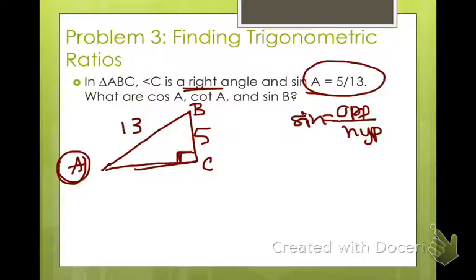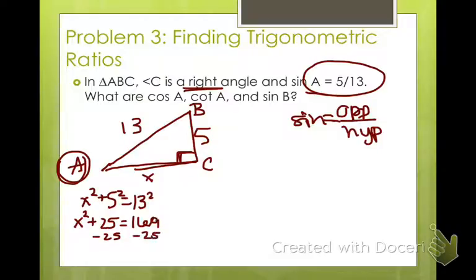Okay, so they want us to find cosine, cotangent, and sine. Now in order to find that, first we need to find what our missing side is. So we can use our Pythagorean theorem. So x squared plus 5 squared equals 13 squared. X squared plus 25 equals 169. Subtract 25. That's a 9, by the way. X squared is 144. That means x is 12. So our missing side is 12.